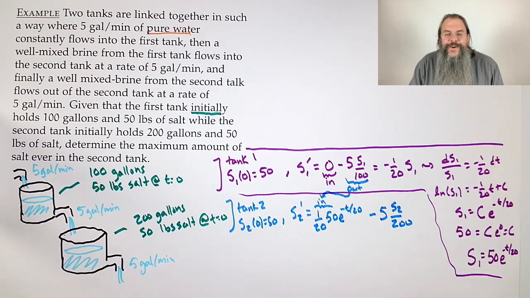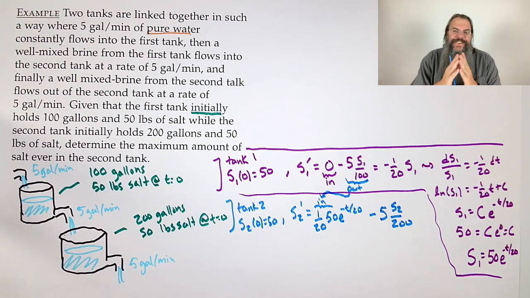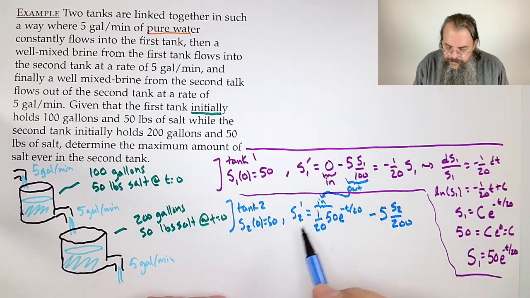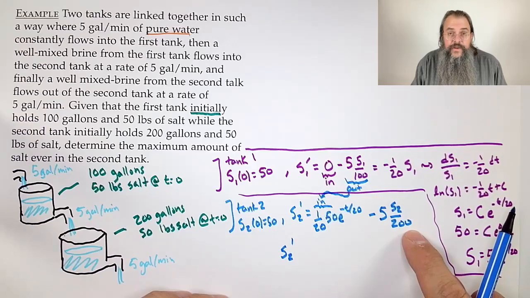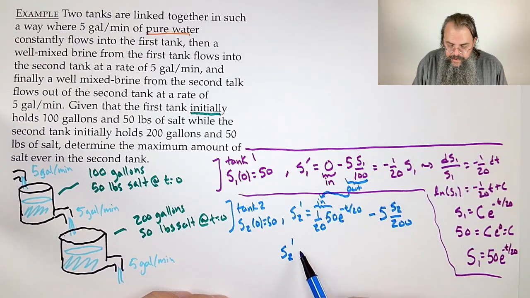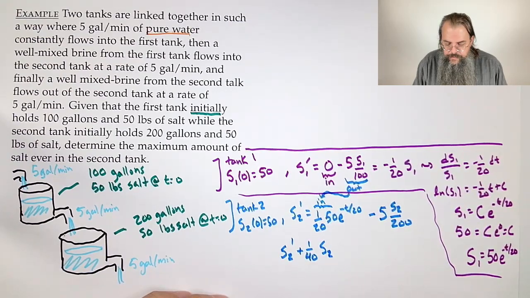Okay, so let's not get too excited, right? We still have to do the problem. There's still a lot to clean up here. So if we clean up, this says that if we look at S2 prime, and 5 goes into 200, and that's 40. So that'll be plus 1 over 40 times S2. That'll equal 5 halves, because 50 over 20 becomes 5 halves, e to the minus t over 20.